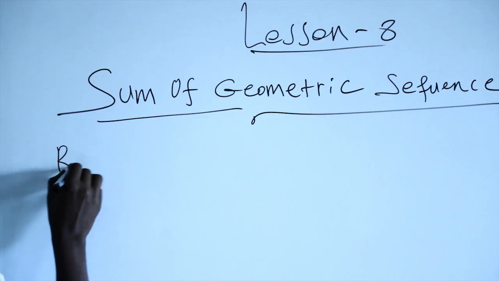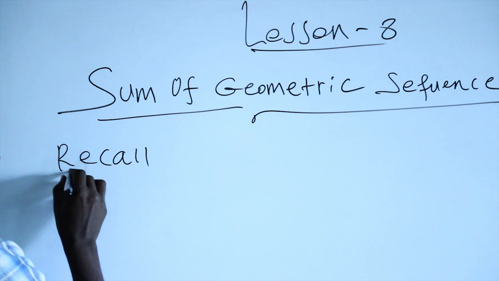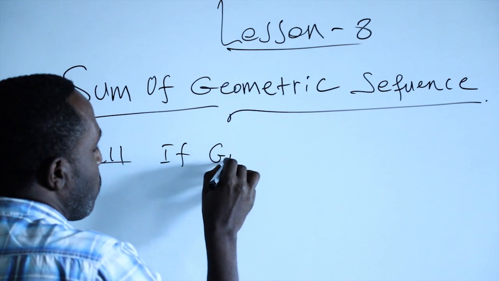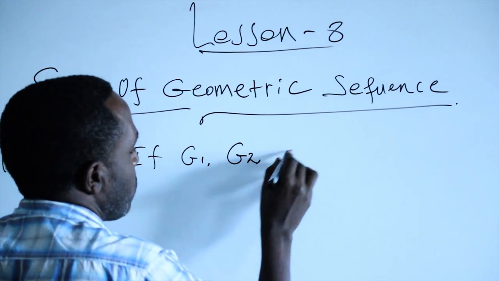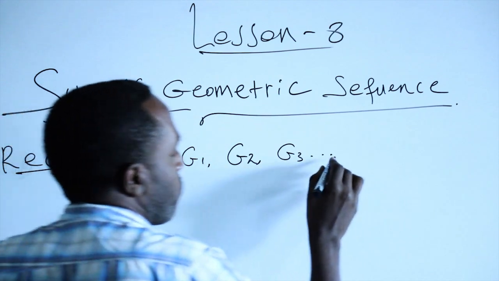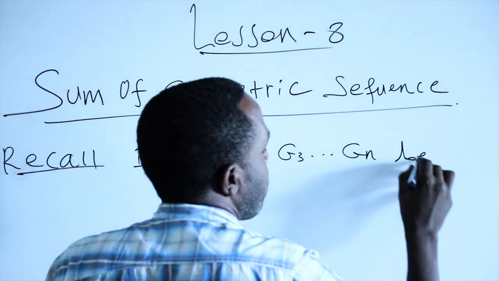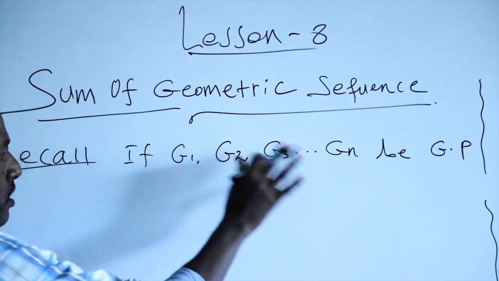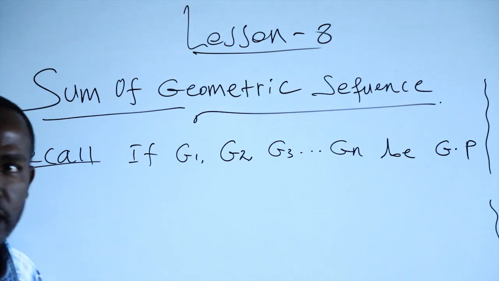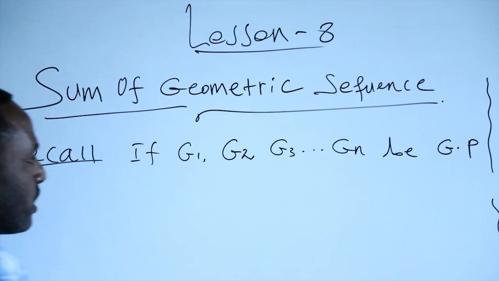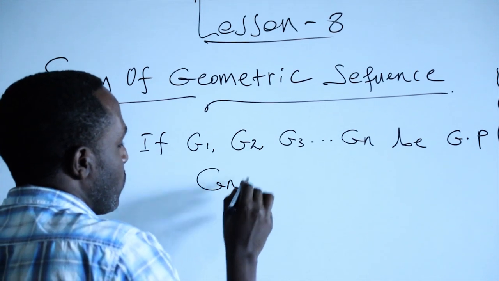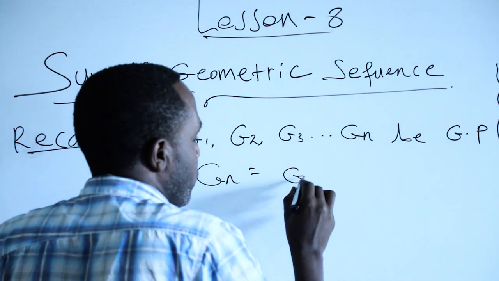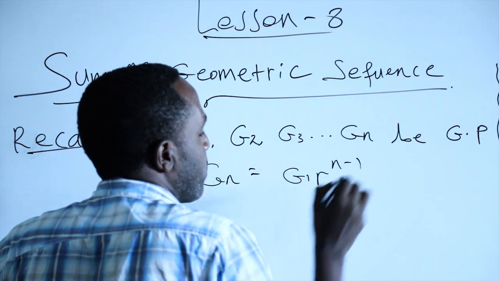Sum of geometric sequence. You have to recall that for a geometric sequence, if we have G1, G2, G3, up to Gn, a geometric sequence or geometric progression, the ratio between any consecutive terms is constant. In this case, the nth term of the sequence, the general term Gn, is exactly equal to G1 times r to the power of n minus 1.